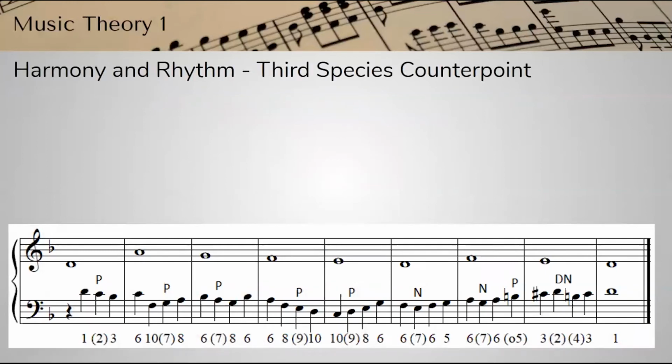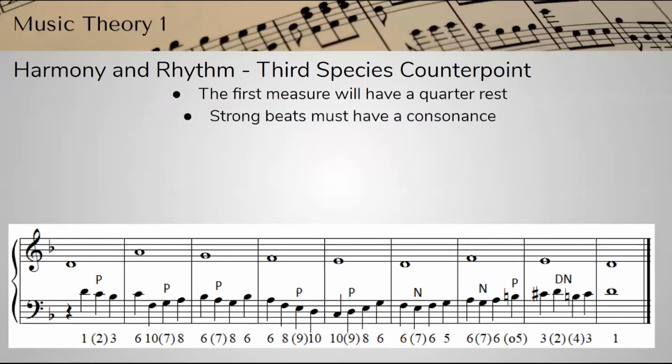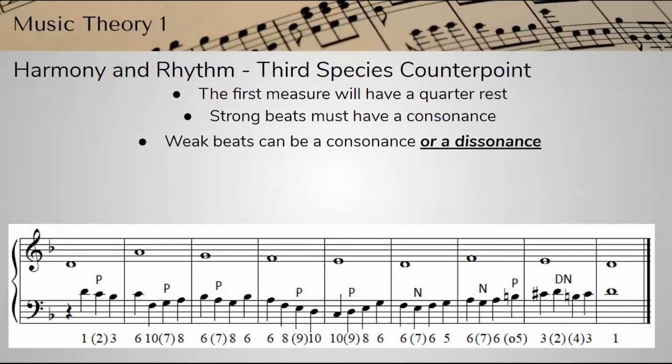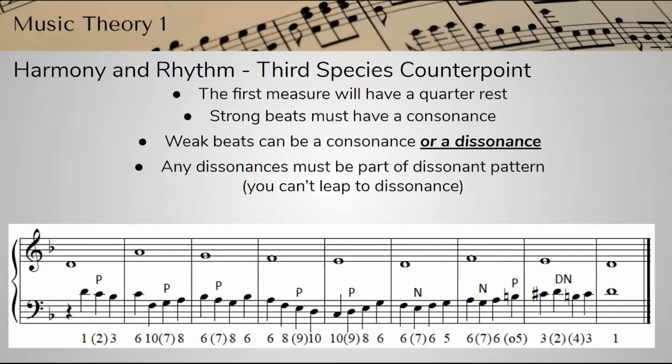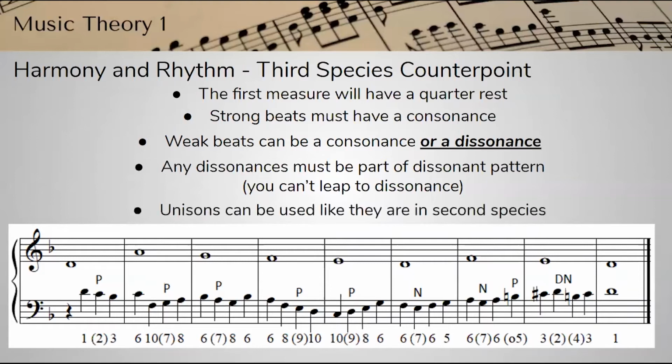So let's summarize this: harmony and rhythm for third species counterpoint. The first measure will always have a quarter rest, so that the rhythm of third species happens immediately. The strong beats, which are the downbeats of all the measures, must have a consonance. Weak beats, which are the other notes of the measure, can be a consonance or a dissonance. Any dissonance that you want to use must be part of a dissonant pattern, such as a passing tone, a neighbor tone, a double neighbor tone, or in that rare case, a double passing tone. Okay. And then any unisons can be used on weak beats just like they are in second species.